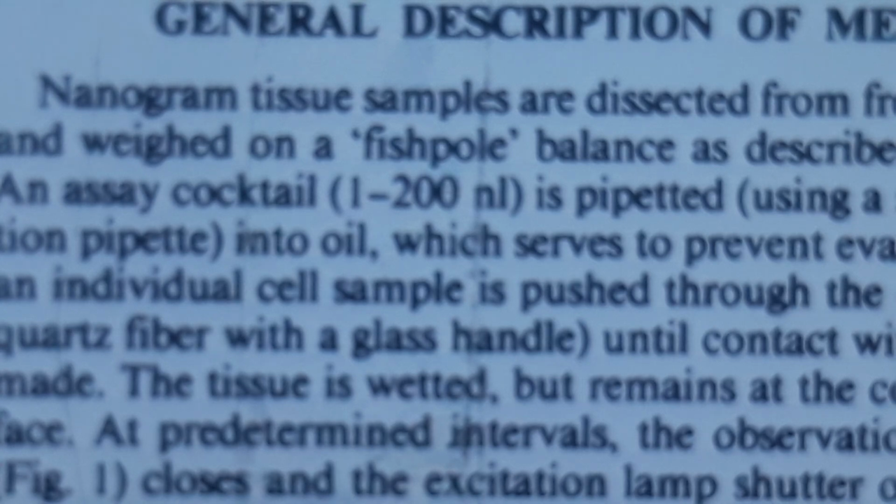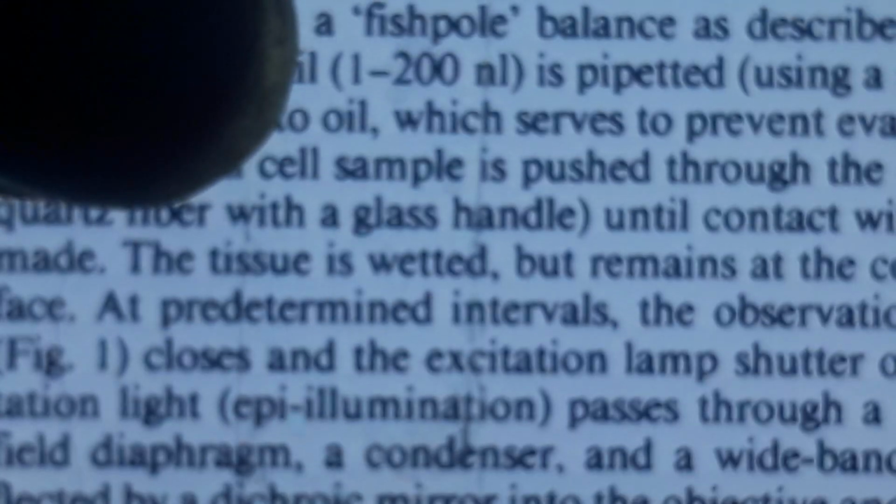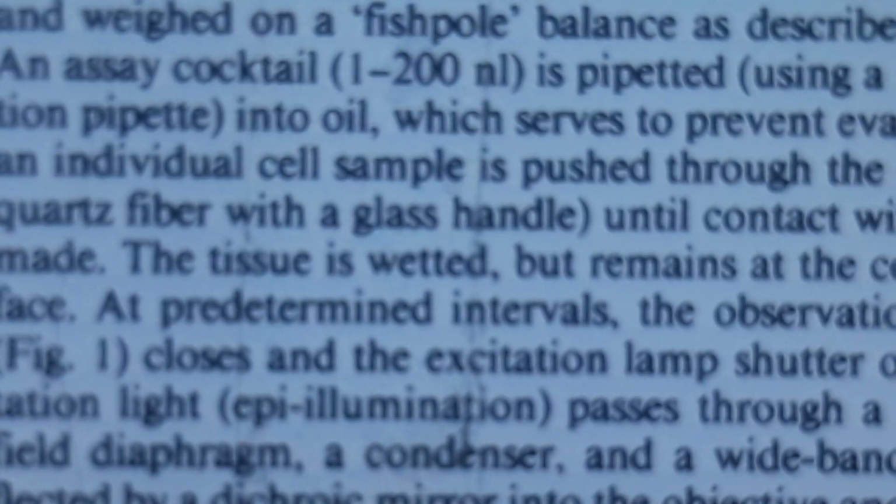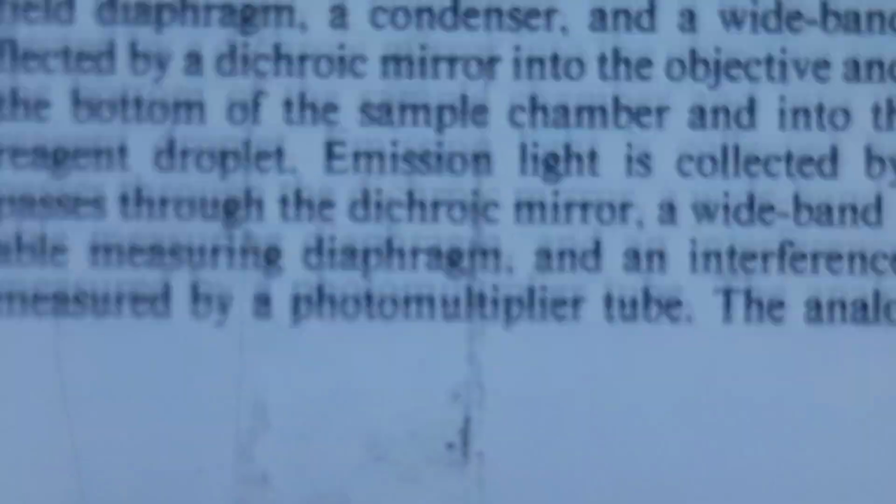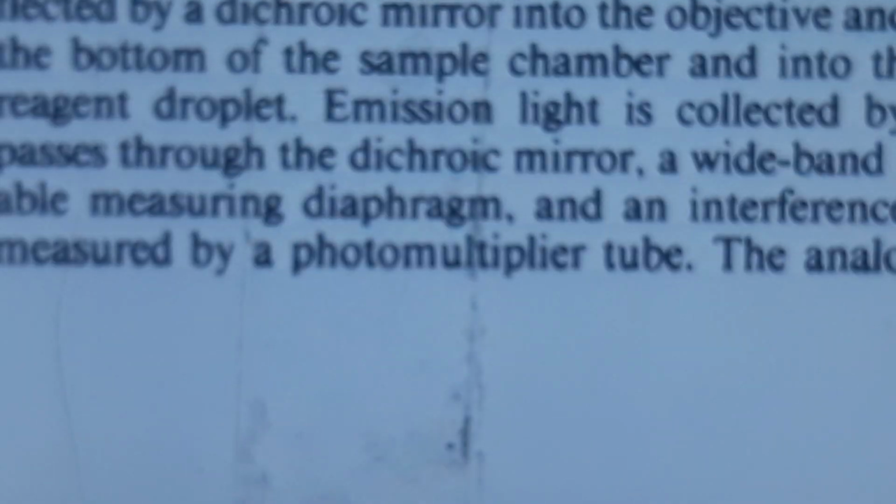Continuing on the general description of methods, the nanogram tissue sample is dissected from freeze-dried tissue and weighed on a fishbowl balance. And then an individual cell sample is pushed through the oil using a tiny quartz fiber with a glass handle until contact with the droplet is made. The tissue is wetted but remains at the cocktail oil interface.